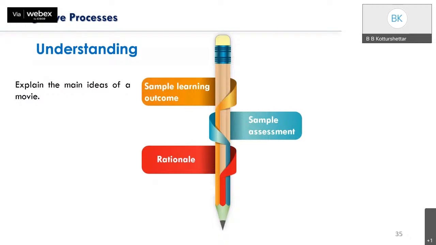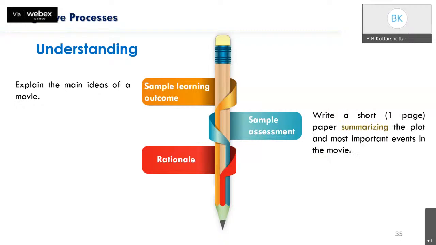So the process, possible outcome: explain the main ideas of a movie. Then possible assessment type: write a short one-page paper summarizing the plot and most important events in the movie. So it still relies on memory and a little more.